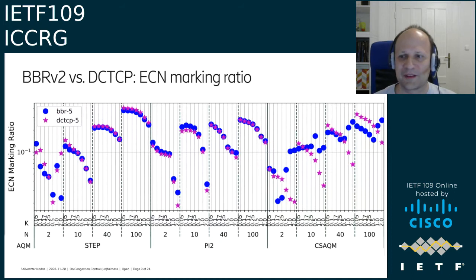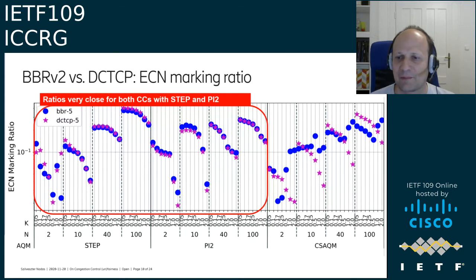So let's see how these AQMs are marking the connection classes. The ECN marking ratio here shows the fraction of congestion experienced marked packets compared to the total number of packets. It's a logarithmic scale on the y-axis. It is clear that with step and pi square, both connection classes are marked the same. And because the two congestion controls use the ECN feedback differently, this results in bad fairness, as shown in the previous figure.